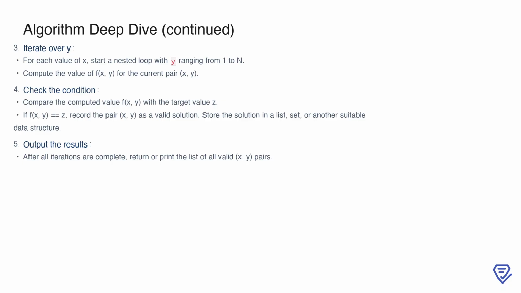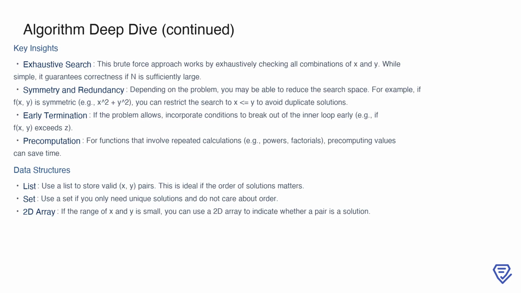After completing all iterations over x and y, the final step is to return or output the list of all valid pairs that satisfy the equation. This brute force method works by exhaustively checking all combinations of x and y, ensuring that no potential solution is missed. Although simple, it guarantees correctness as long as the upper bound n is sufficiently large. However, there are ways to optimize this approach.